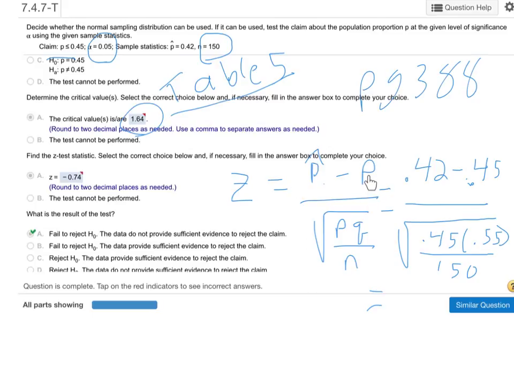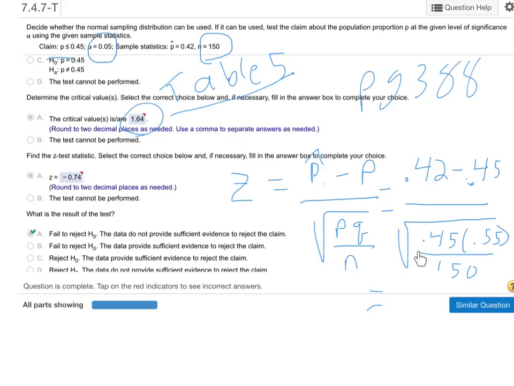It's p hat minus p all over the square root of p times q over n. I guess we're given everything, but I do have to calculate q. P hat is given up here as 0.42. P is given as 0.45. So you want to subtract, that would be negative 0.03. And P is 0.45.